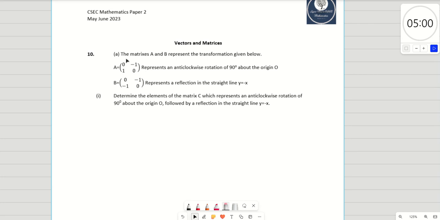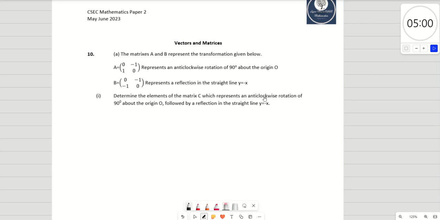They said the matrices A and B represent transformations. A is a matrix that represents an anticlockwise rotation of 90 degrees about the origin O. And B is a matrix that represents a reflection in the straight line y equals minus x. Determine the elements of matrix C which represents an anticlockwise rotation of 90 degrees about the origin O followed by the reflection in the straight line.